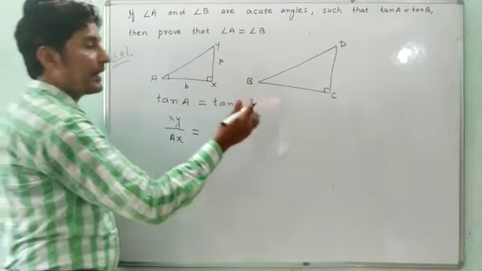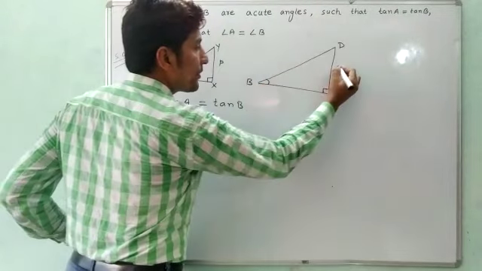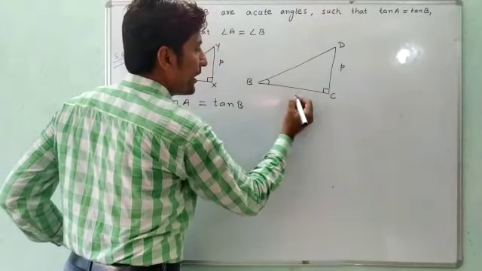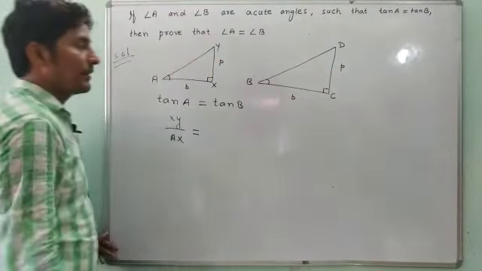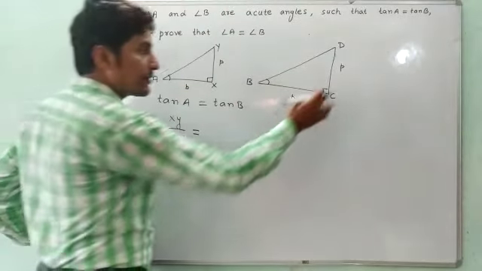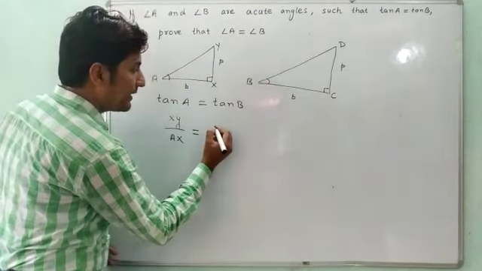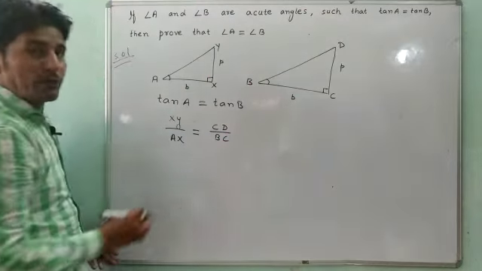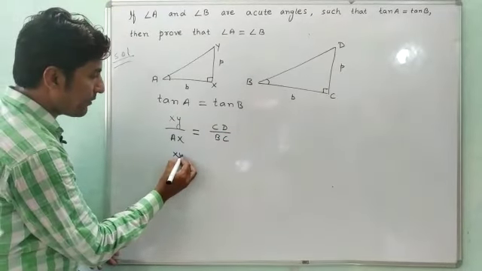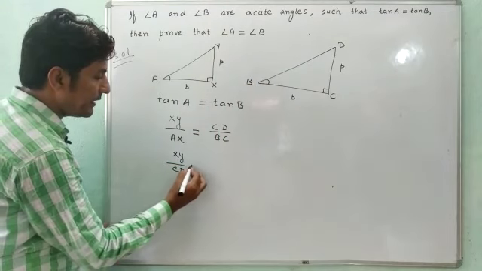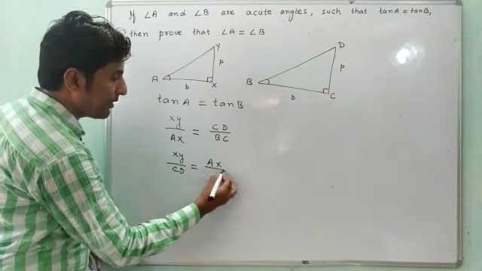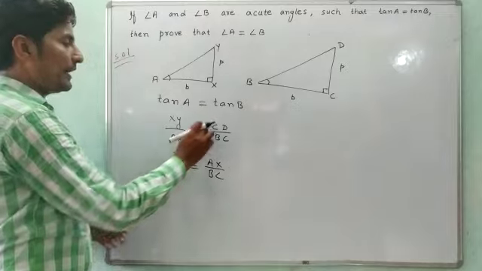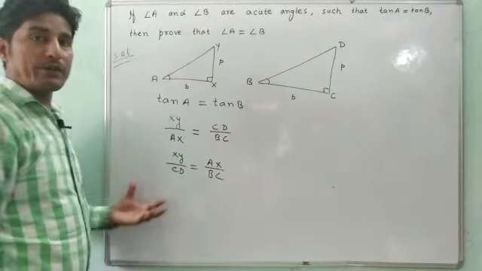Similarly, we can write here also, the side opposite to angle B will be taken as perpendicular, while BC will be taken as base. So tan B is always equal to perpendicular upon base. So we can write here CD upon BC. Now this equation can be written as XY upon CD equals AX upon BC.